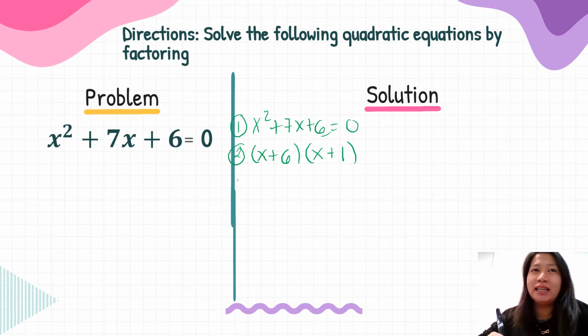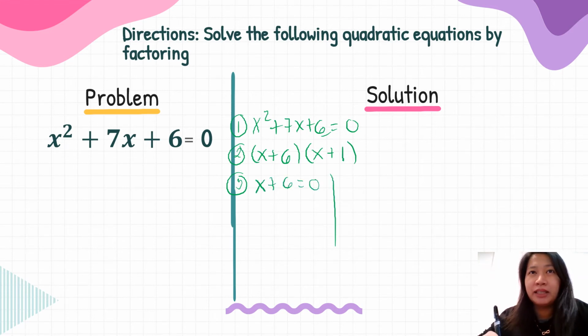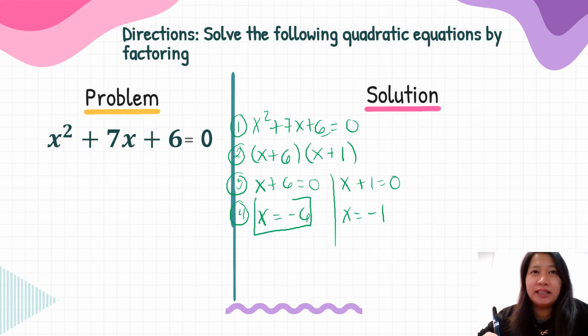Dali, di ba? And step number 3, we will equate or we will apply the zero product property. So, equate lang po natin siya sa 0. X plus 6 equals 0. X plus 1 equals 0. And step number 4, solve for the value of x. Ililipat lang natin sa kabila, magiging negative 6. Ililipat natin sa kabila, magiging negative 1. Galing, di ba? Okay, so yun po yung value ng x mo. Negative 6 at saka negative 1.